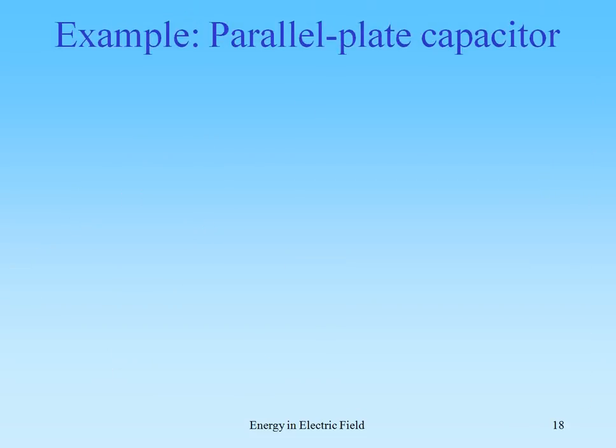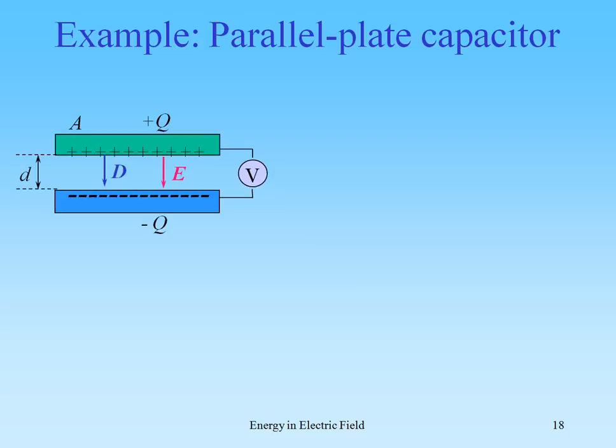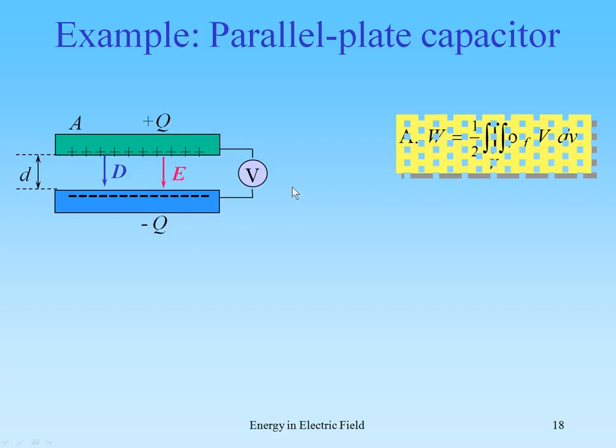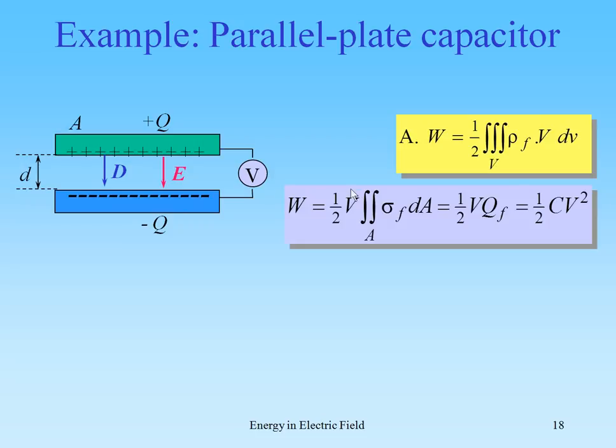An example: parallel plate capacitor. That is shown here with the D field and the electric field, charge Q and minus Q. The electric energy is given by the free charges times the potential, and that is the potential times the surface charges, 1/2 of V times Q free, which is 1/2 of CV squared, where C is the capacitance.